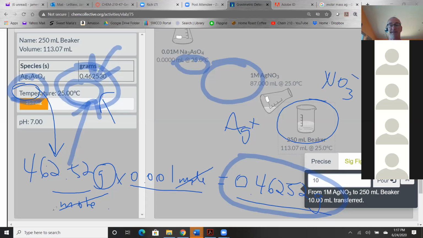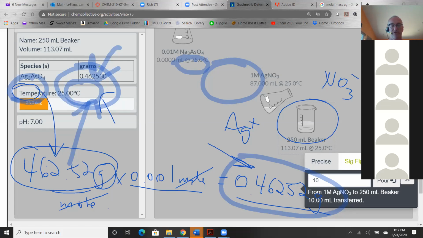So what we would do in that instance, if this was our unknown, we would write down the mass of our precipitate, and we would use the molar mass of silver arsenate, 462.5, and then figure out how many moles we had. Okay, so what you're going to do is the same thing. Now it's going to be unknowns. So you're not going to know how much silver to add. So you're going to have to try a couple different volumes. And when they stop increasing, you'll know that you've made all of it.